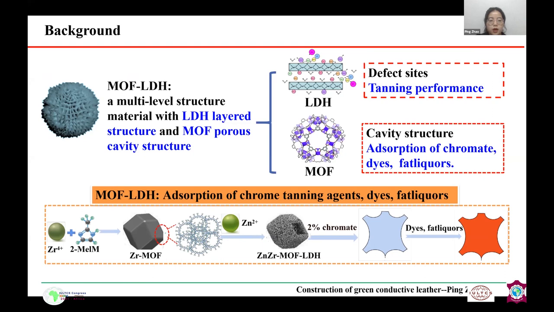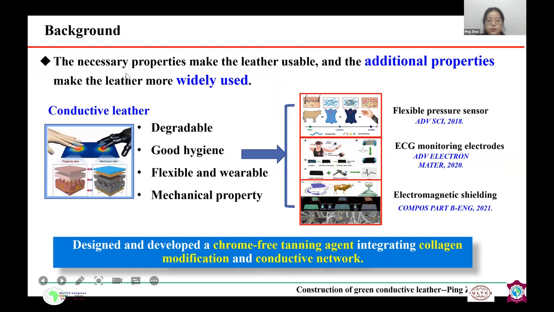In the beginning we imagined the basic property of the leather is that the leather can be used. But based on the usability, if we can give the leather a certain degree of functionality, maybe the leather industry will be further improved. So we noticed conductive leather because it has many advantages such as degradable, good hygiene, flexible, and wearable. Because of those advantages, it can be used in many smart product fields, for example flexible electronics or electromagnetic shielding fields.